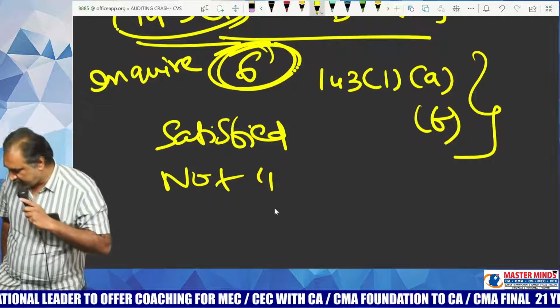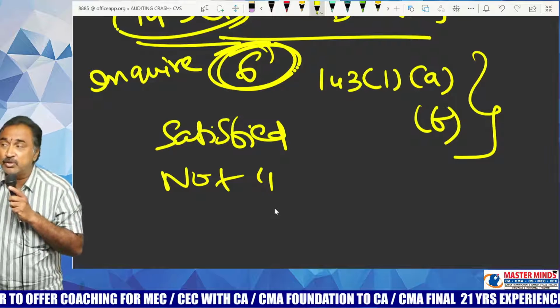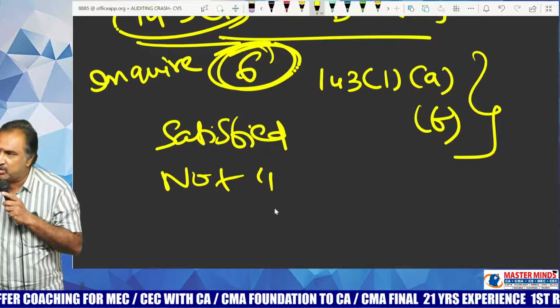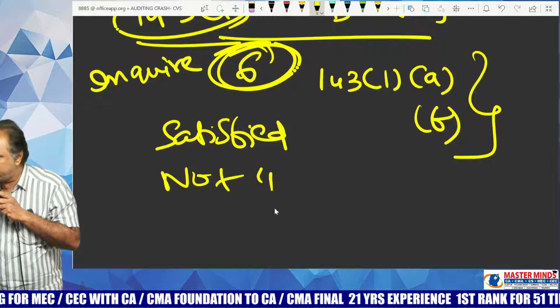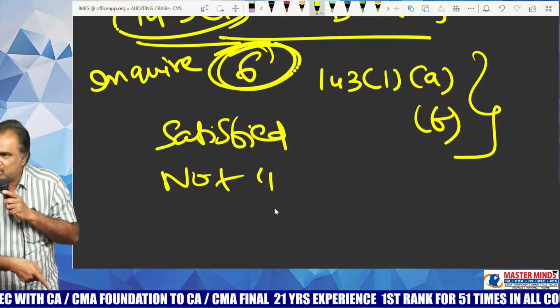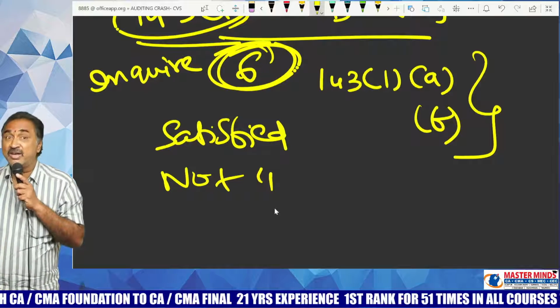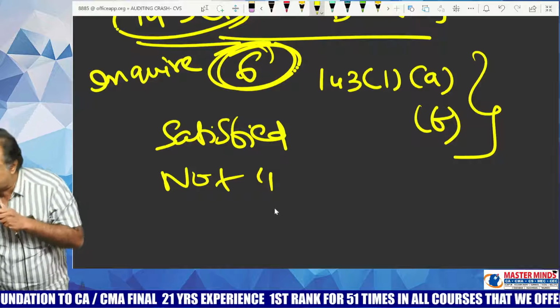So, as an auditor under section 143 subsection 1, what is your duty? You need to make an inquiry into 6 aspects. After making an inquiry into 6 aspects, if you are satisfied with all those points, keep quiet. There is no need to make any report to the shareholders. That means the auditor's report does not include section 143 subsection 1. If the auditor is not satisfied with these matters, then you need to make a report to the shareholders. Understood?